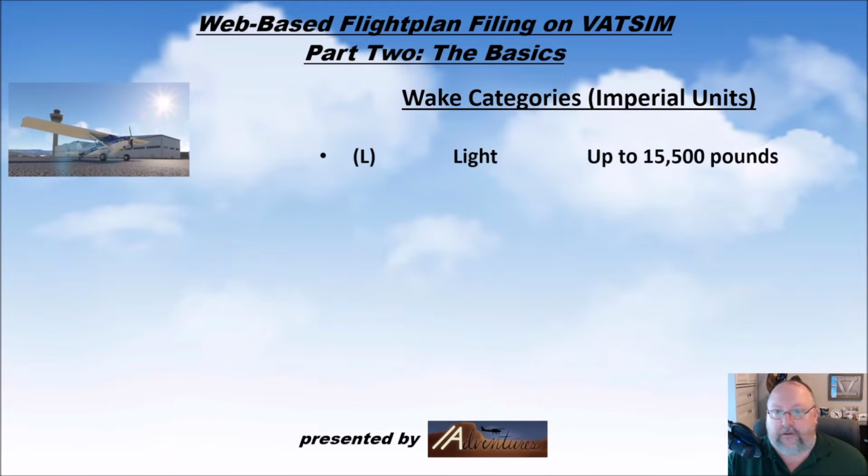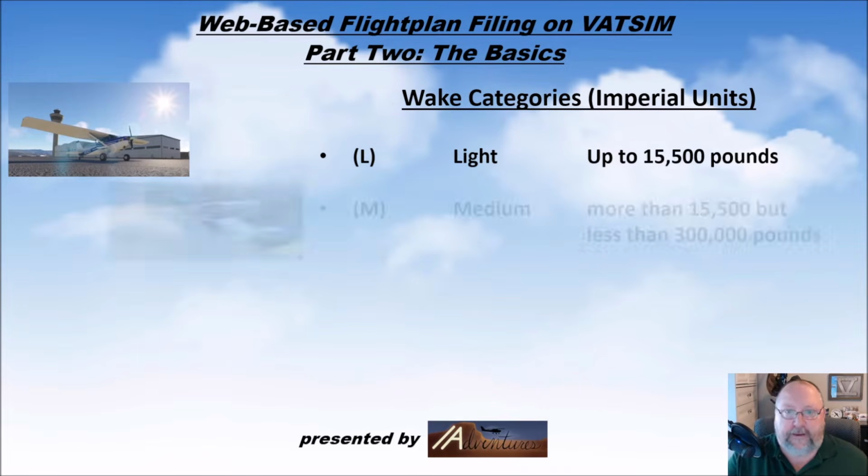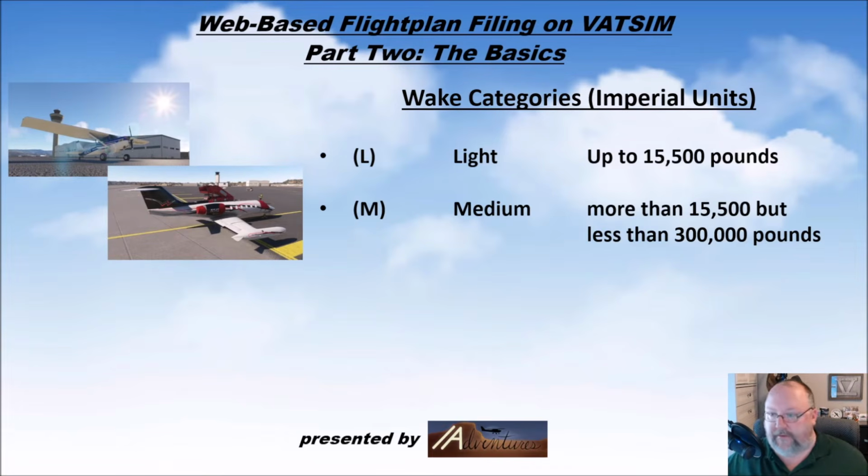All right, so your light category is anything up to 15,500 pounds. That's going to be most of your single and twin engine general aviation aircraft. Okay, medium is anything more than 15.5 but less than 300,000 pounds.